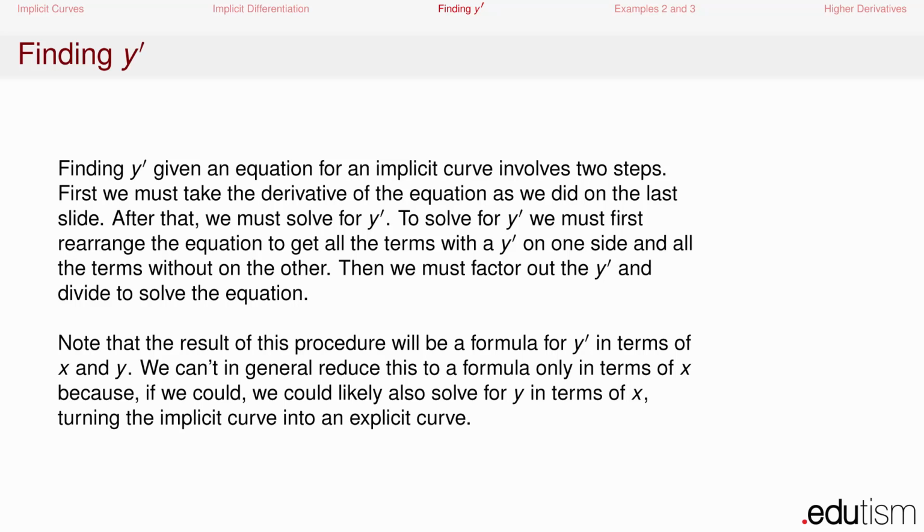The result of this procedure will always be a formula for y prime in terms of both x and y. We can't in general reduce this to a formula only in terms of x, because if we could, likely we could also solve for y in terms of x. In that case, it would not be an implicit curve, it would be an explicit curve. So usually with implicit differentiation, our final answer, our result for y prime equals, will always have both a y and an x in it.